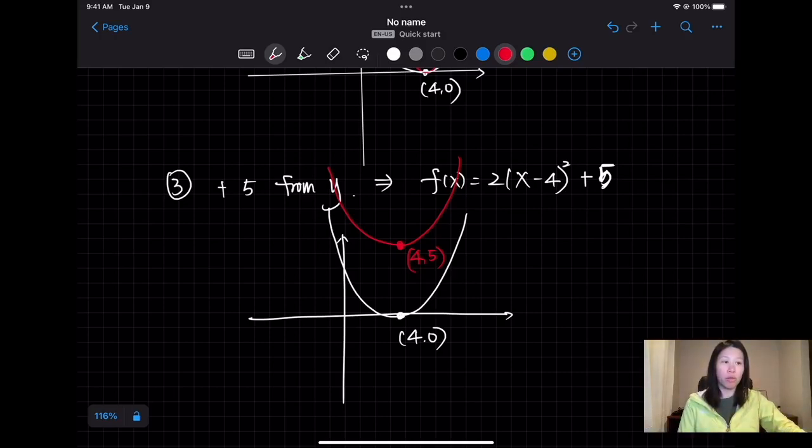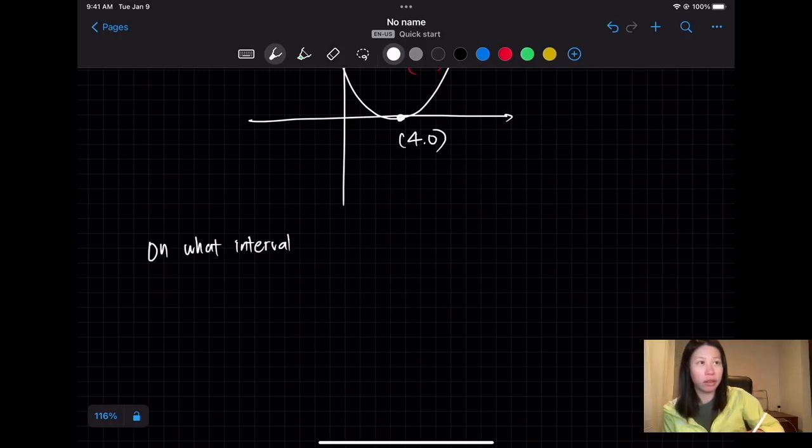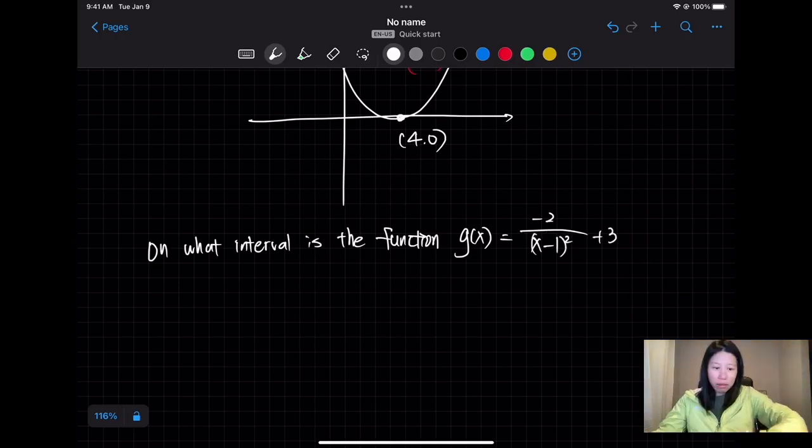Another example could be, let me think, this one. If I'm giving you a function, I ask you on what interval is the function g(x) equals -2 (x minus 1) squared plus 3 increasing and decreasing.